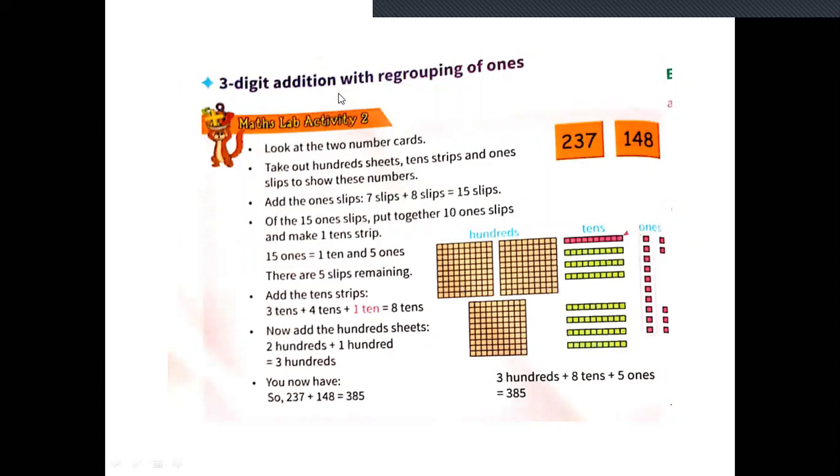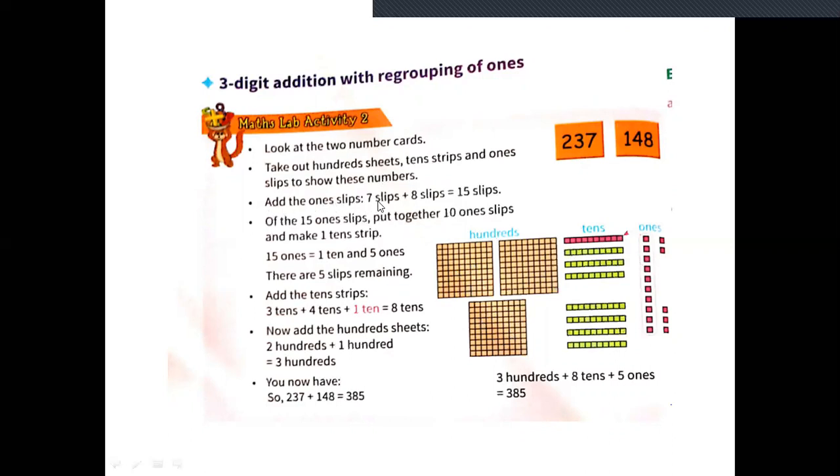Next, 3-digit addition with regrouping of ones. See here, 237 and 148 we have. Look at the 2 number cards. Take out 100 sheets, 10 strips and 1 slips to show these numbers. So you are taking 100 sheets, 10 strips and 1 slips.